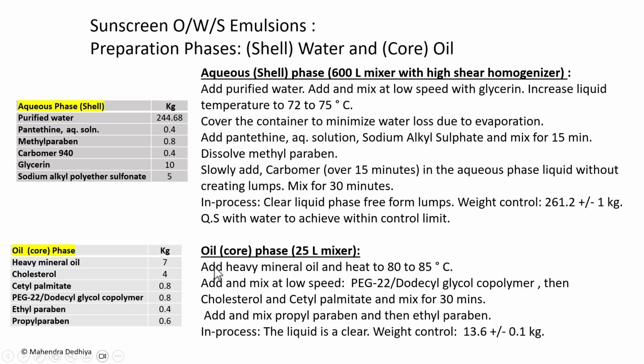Oil phase is in 25-liter. Heat heavy mineral oil up to 80 to 85 degrees. Add emulsifiers and other ingredients and mix for 30 minutes. Add propylparaben, ethylparaben. In process control, clear liquid with a weight control of 13.6 plus or minus 0.1 kilo.